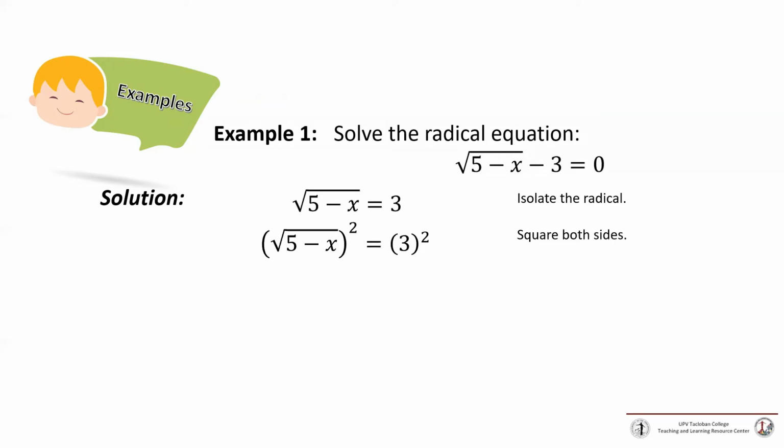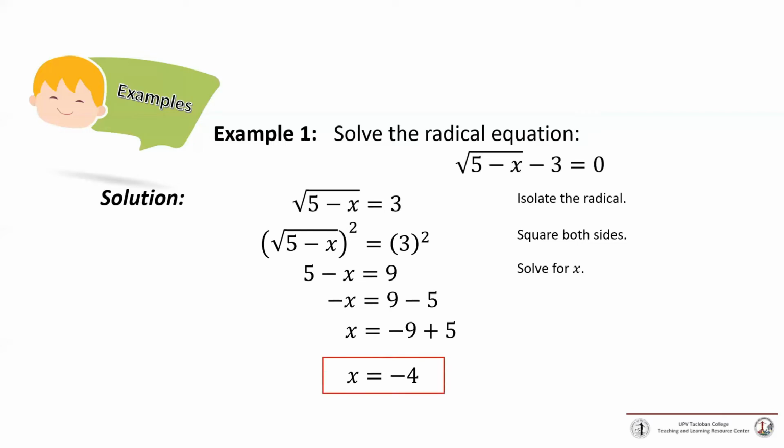So squaring both sides, we can simplify the equation. The square root of 5 minus x raised to 2 becomes 5 minus x, and 3 squared becomes 9. So that's why we have 5 minus x is equal to 9. And then you solve for x. Using algebraic technique, we have negative x is equal to 9 minus 5, which is simplified into x is equal to negative 9 plus 5. Therefore, x is equal to negative 4.